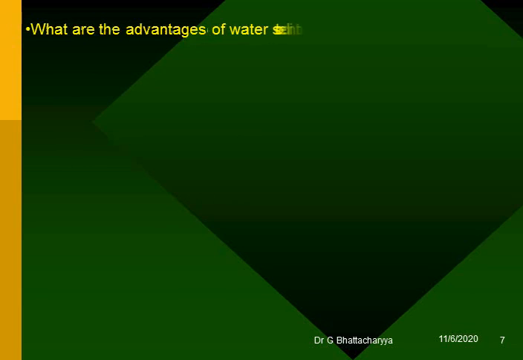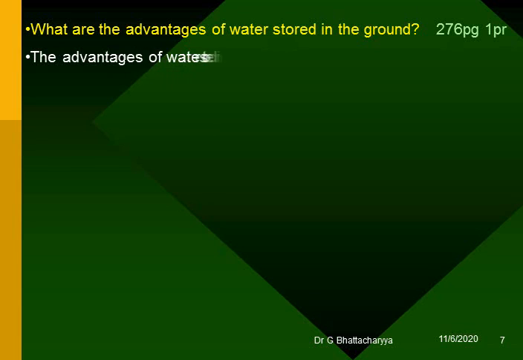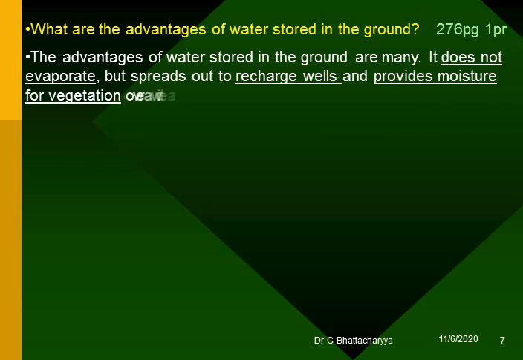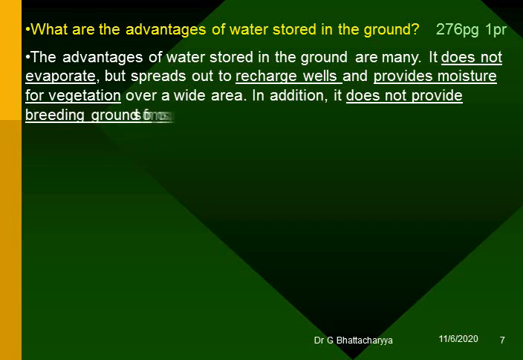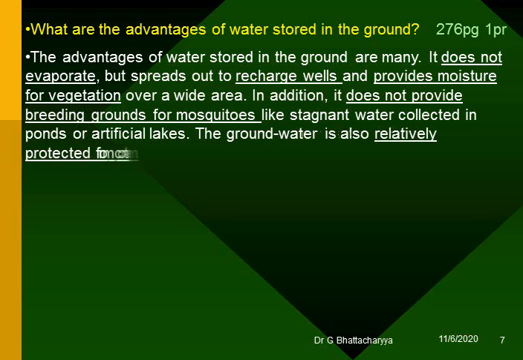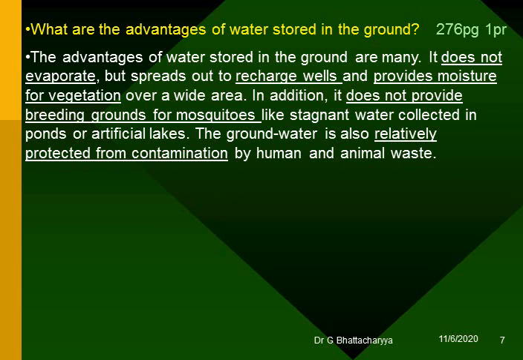What are the advantages of water stored in ground? The advantages of water stored in the ground are many. It does not evaporate but spreads out to recharge wells and provides moisture for vegetation over a wide area. In addition, it does not provide breeding grounds for mosquitoes like stagnant water collected in ponds or artificial lakes. The groundwater is also relatively protected from contamination by human and animal waste.